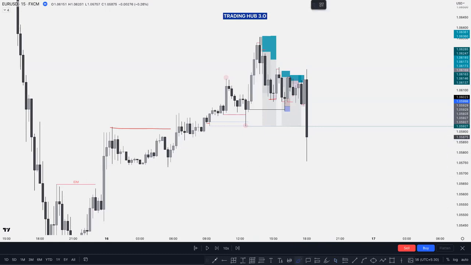So just below it, you can see the inducement. And after taking out the inducement, where is the unmitigated order block? This one. Let me check this one. But the problem is here, market breach this order block. So market breach this order block, it means there is a very low probability that the market is able to hold this one, right?